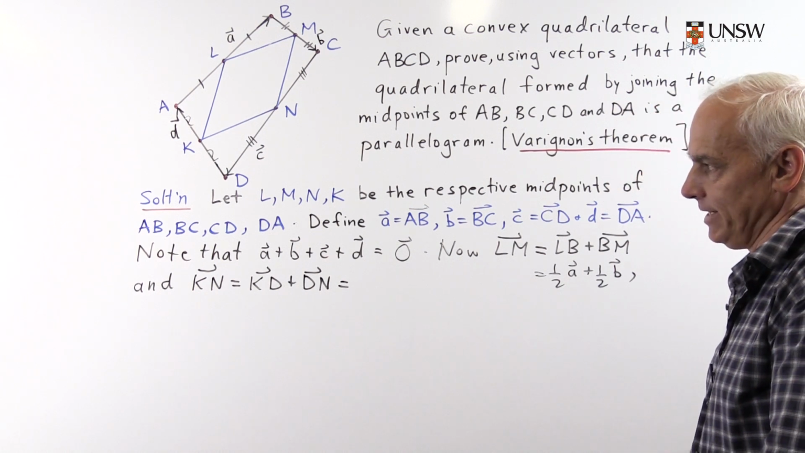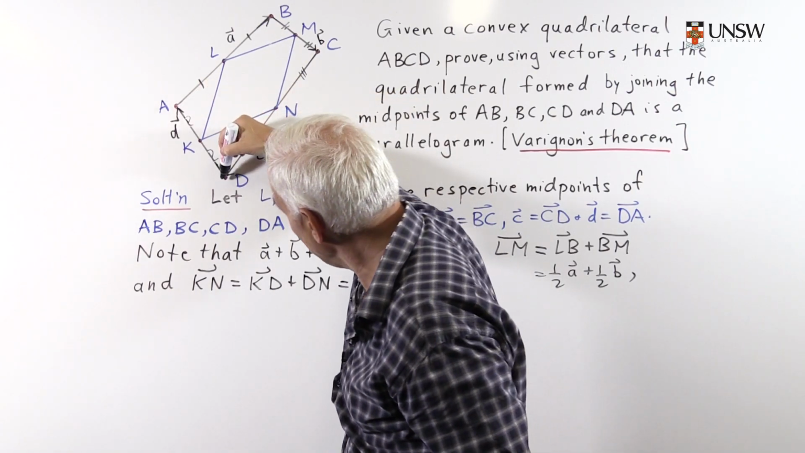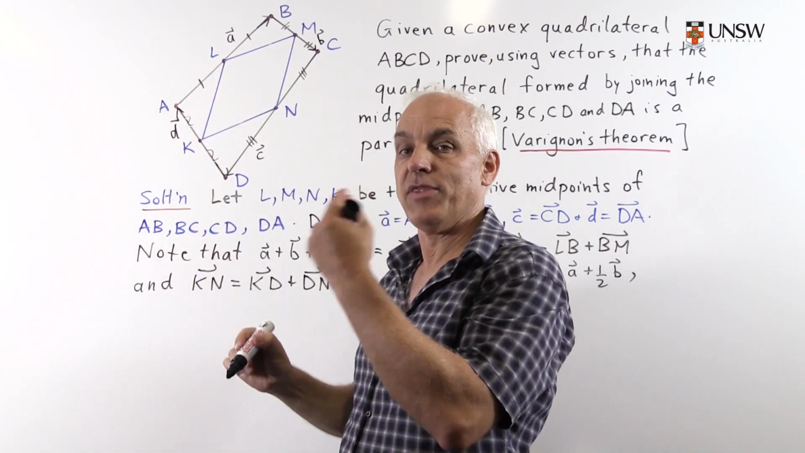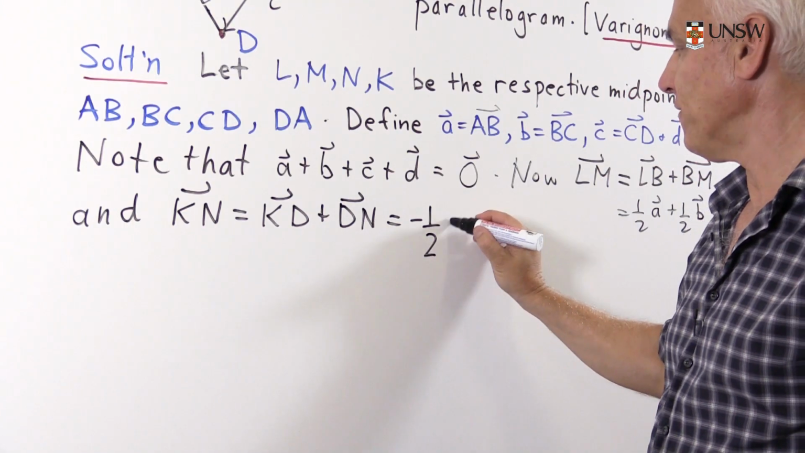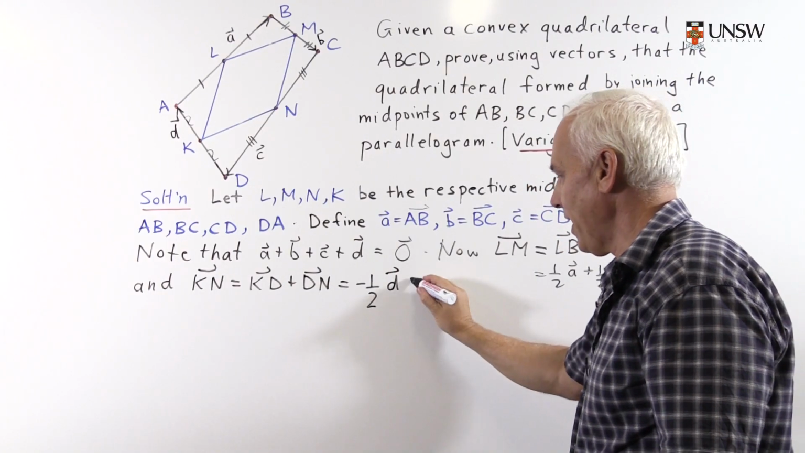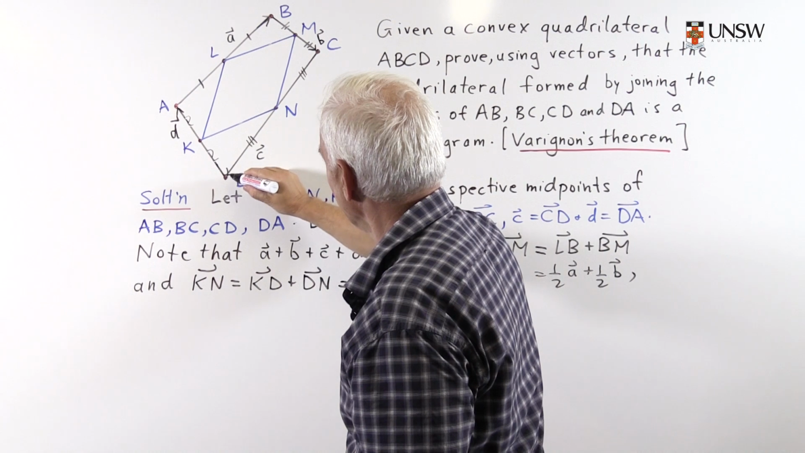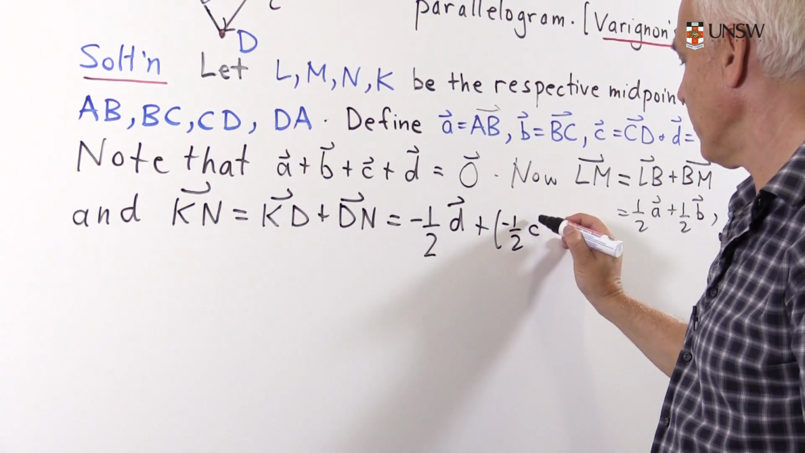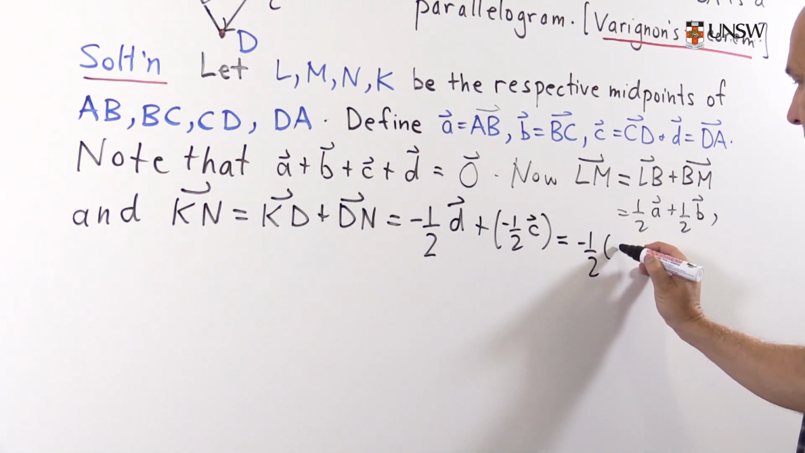All right, what can we say about KD? Well, KD from here to here is related to the vector d, but d goes from here to here. So this is halfway along, but also in the opposite direction. So it's minus 1/2 of d. That's what KD is. And similarly, DN is halfway of the vector c, but in the opposite direction. So this is minus 1/2 of c. So we can write that as minus 1/2 of d plus c.